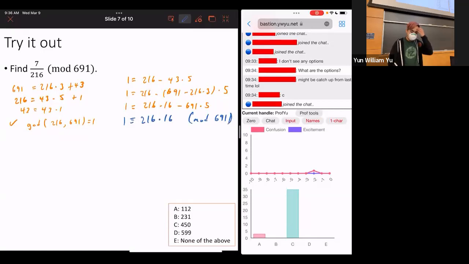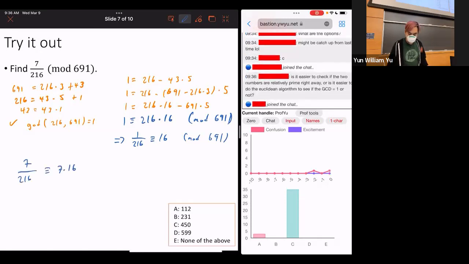Okay, so what does that imply? It implies that 1 over 216 is equivalent to 16 mod 691. But if that's the case, then 7 divided by 216 is equivalent to 7 times 16, right? Which is mod 691, which is equivalent to 112 mod 691. So the answer here is actually A.